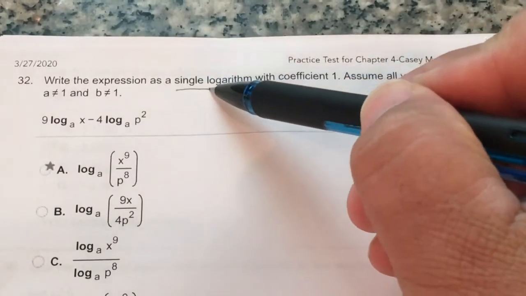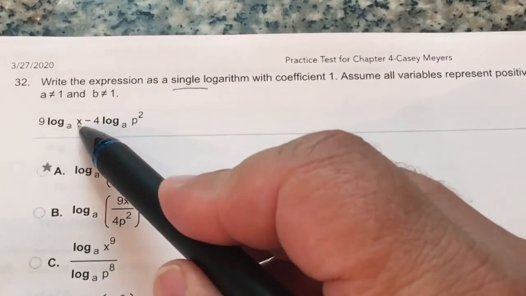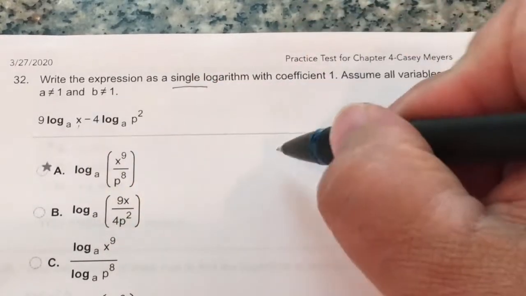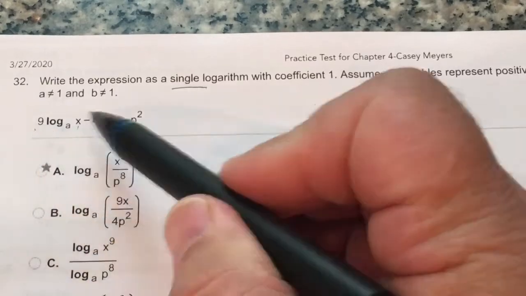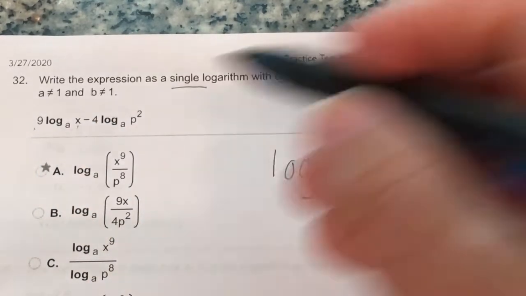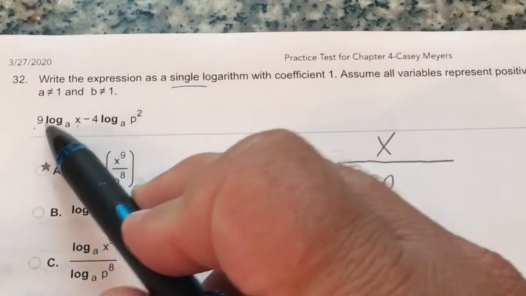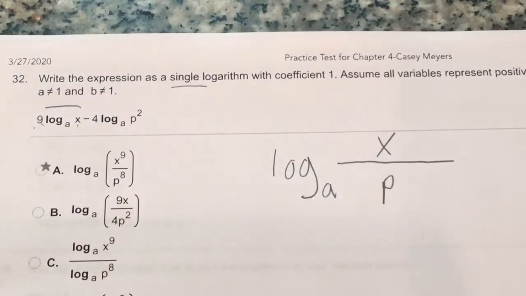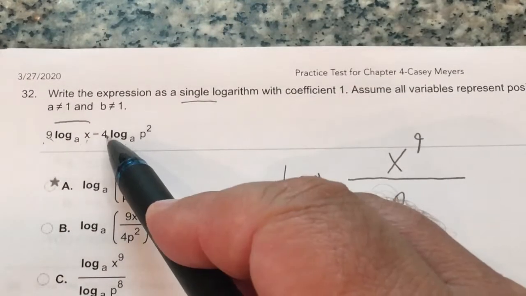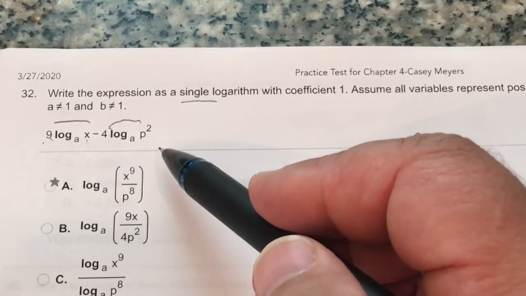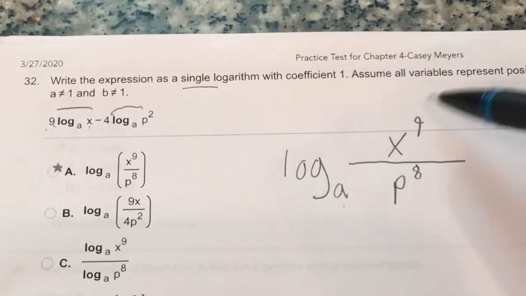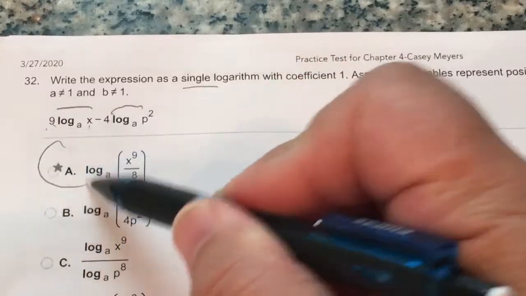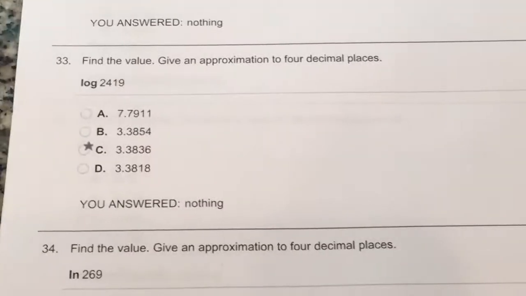Asked to write as a single logarithm or condense it. So I have two terms, an x and a p. But notice the minus sign, so I'm going to write the word log base A and a division bar. And because it's a positive 9 log base A of x, the x goes on top and the p goes on the bottom. Now notice, there's a 9 out in front, so that 9 is going to get dragged upstairs. So it's going to be x to the 9th. Notice the 4 is going to get dragged upstairs, but 4 times 2 is 8, so that's going to be p to the 8th power. So log base A of x to the 9th over p to the 8th. And that's choice A.